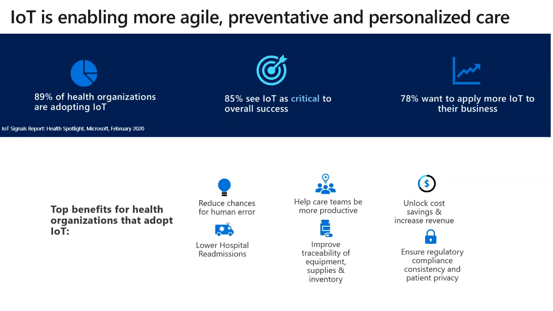And the reason why there are top benefits for health organizations to adopt IoT: reduce chances for human error, help care teams, unlock savings, increase revenue, improve the traceability of their equipment, supplies, and inventory. We even see connected robotics in the healthcare industry now, understanding which pills to give out to certain patients, or even connected robots with a screen where a virtual doctor, a remote doctor, can be on that screen and talk to patients. So we're just seeing a lot of innovation happening in the healthcare industry.